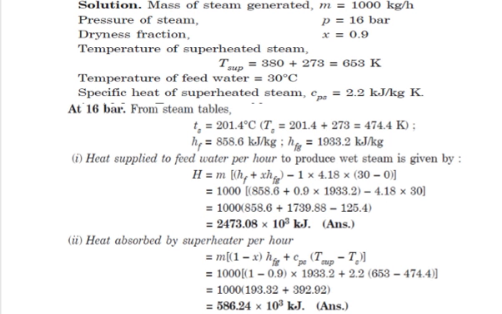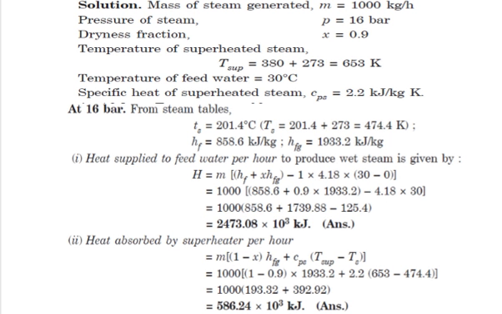Heat supplied to feed water per hour to produce waste stream is given by the standard equation H = m[hf + hfg − 1 × 4.18 × (−30 − 0)]. Put the values in and you will get the heat supplied, 2473.08 × 10^3 kilojoule.